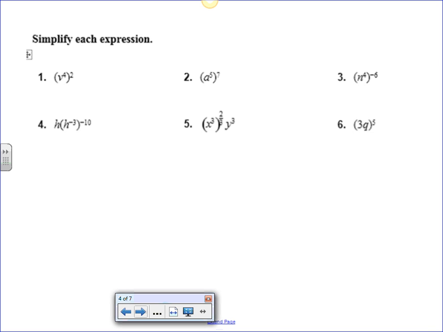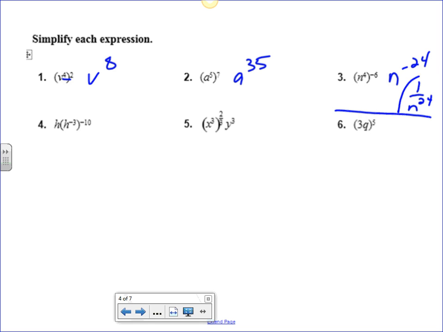So the first one, I've got v to the fourth to the second power. So we simply multiply these two, so I get v to the eighth power. You try the next two, and we'll see how you do. Okay, so you should have gotten an a to the 35th for this one, and we should have gotten an n to the negative 24th for this one. The only thing is, you shouldn't stop there, because we know negative exponents aren't proper, so I rewrite it as 1 over n to the 24th. That would be my final answer there.